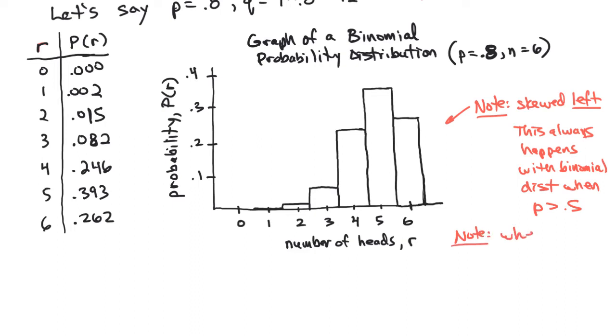Okay, when we're dealing with a binomial distribution and p is less than 0.5, the graph will be skewed right.